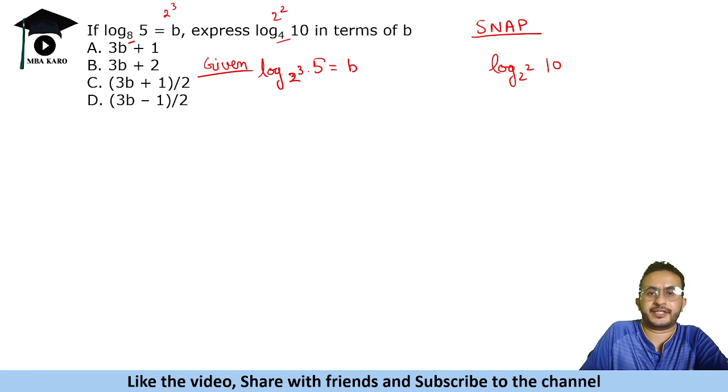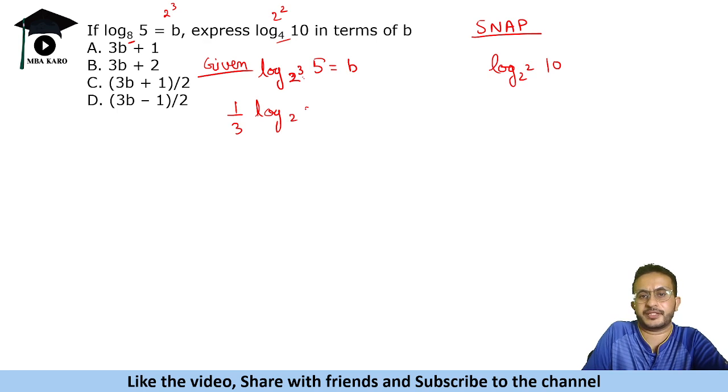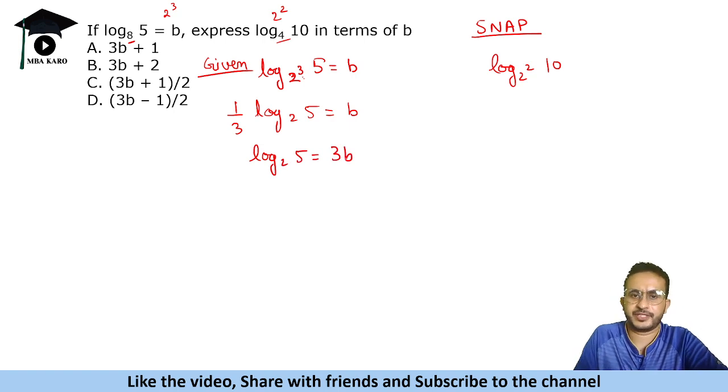So let's do one thing. First, let us simplify, let's find the value of b. So log base 2³ of 5 is b. So this becomes 1 by 3, because it is power in the base, so that becomes 1 by 3. Log₂ 5 is equal to 3b. Okay, so this value is 3b. Now we need to find this value.